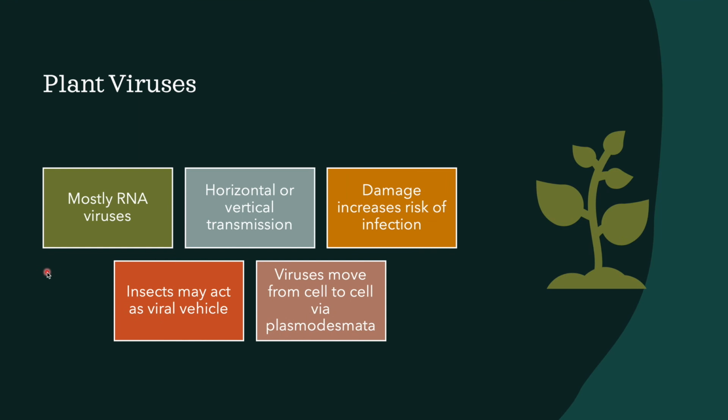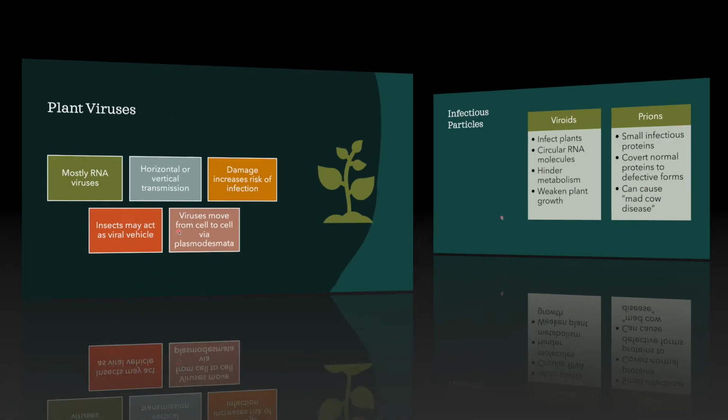Now let's discuss plant viruses. The majority of plant viruses are RNA viruses. Plant viruses can dissipate through horizontal or vertical transmission. Damage to plants heighten their risk of viral infection. Insects may act as a vehicle for plant virus transmission. Viruses move from cell to cell via the plasmodesmata.